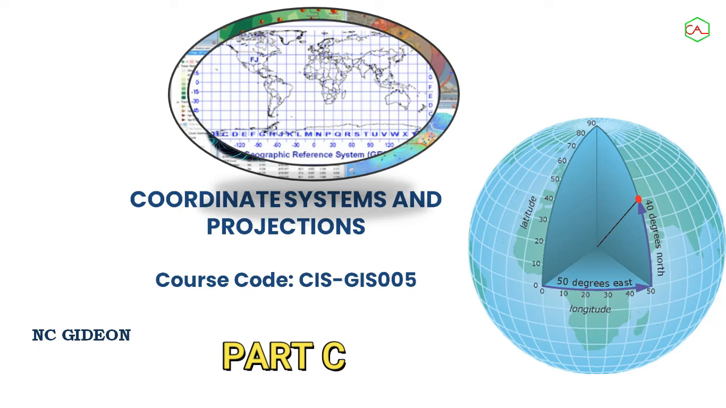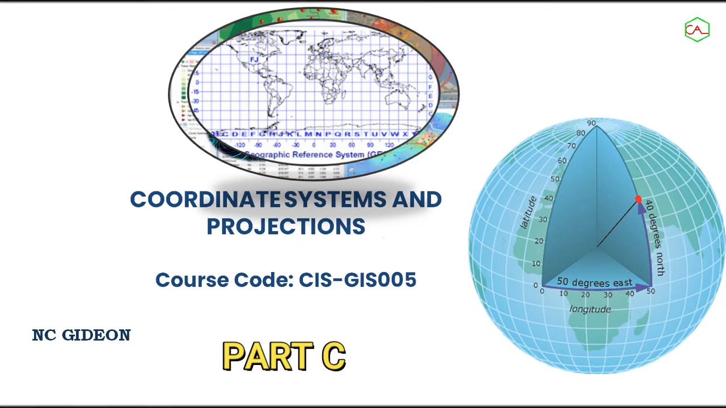We are looking at coordinate systems and projections in this course called CIX GIS 005. This is part C of this video. We've done the first part, the second part, and the third part. So this is the third part now. The last part will end in part D of the video. Here we treated projection on the fly, and also some integration of different data on a different platform of coordinate system. So let's go on.